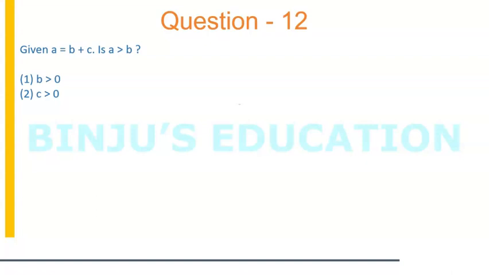All right. So let's see what we can do with this one. It says that A is equal to B plus C. Is A greater than B? This is given to us that A is basically the sum of two numbers, and is A greater than B? Okay. Now the first one says that B is greater than 0. That is, B is positive.